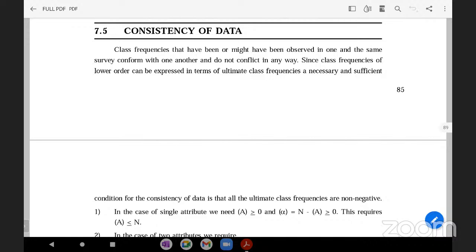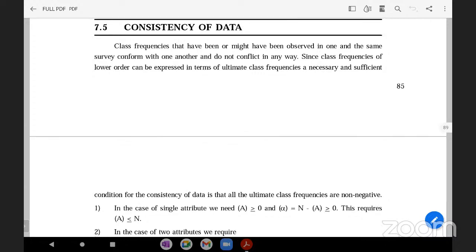So here, the lower order frequencies can be expressed in terms of the ultimate class frequencies. The opposite is unnecessary. The sufficient condition is that the ultimate frequencies are non-negative. When these two conditions are satisfied, the data is called consistent data.